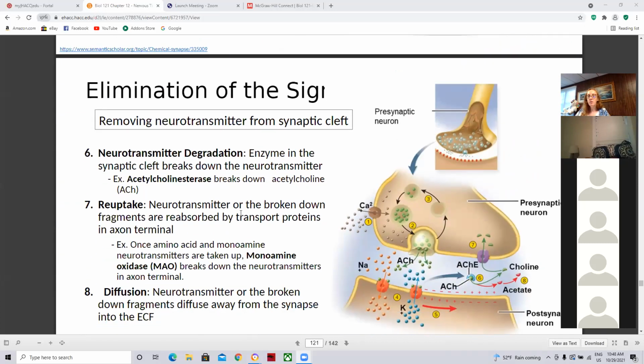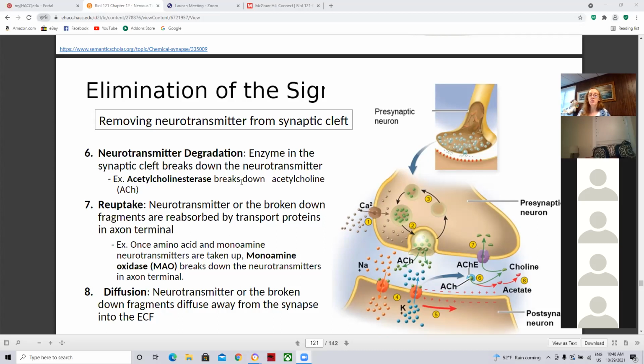Well, how do we get rid of the neurotransmitter? We don't want it to keep occurring. We've got to be able to get rid of it. Sometimes we want something to happen and then we want it to stop. We can't let it just keep going or nothing else will happen. So we want to eliminate it by removing the neurotransmitter. We can do it through three different ways.